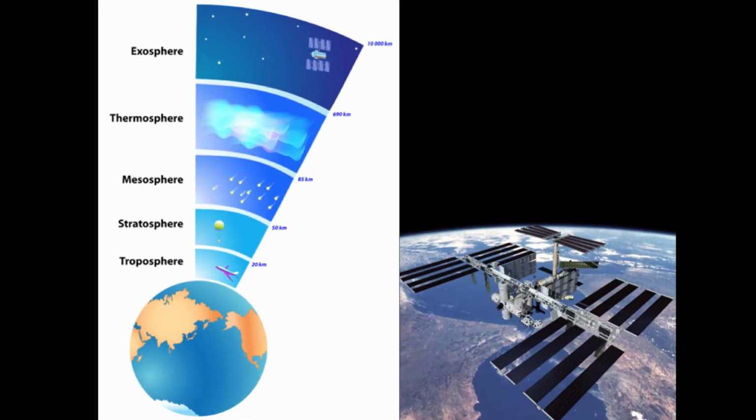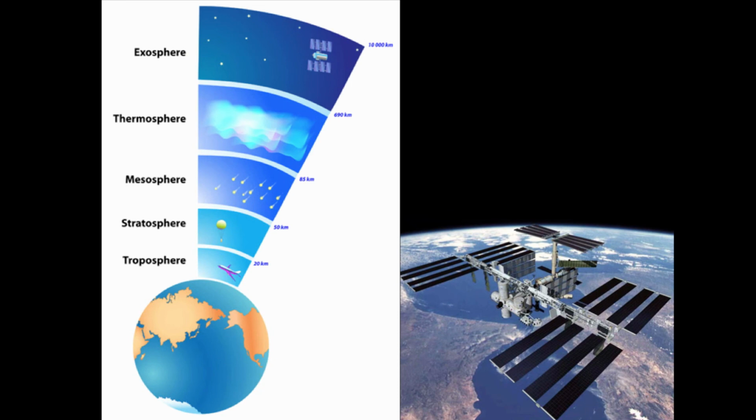And now the last layer is not really a layer. It's a part of the thermosphere. It's called the exosphere. And as you go through it, you're continuing more and more into space. And once you are out of Earth's atmosphere, you are technically in space. And the exosphere is the doorway that gets you there.